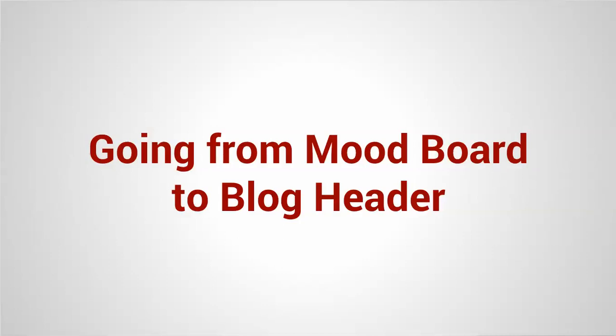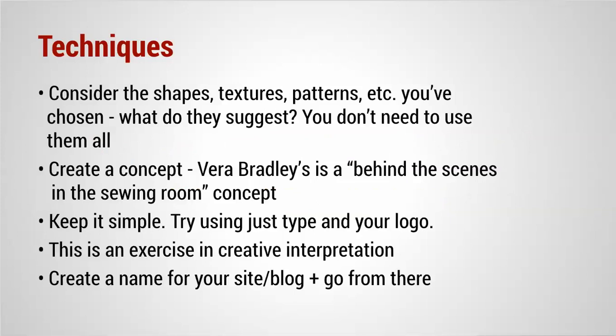Now I want to be a little bit more specific about how you go from a mood board to a blog header. How do you go from a collection of images to an original design? And I have some techniques and suggestions. First, consider the shapes, textures, patterns, etc. that you've chosen. What do they suggest? What do they have in common? When you sort of squint and look at that mood board, what jumps out at you? You don't need to use everything you've put in the mood board. It's totally fine to cut some things out, or to have some things that you try in some logo ideas, but then don't try in others. That's okay. You don't have to use everything.